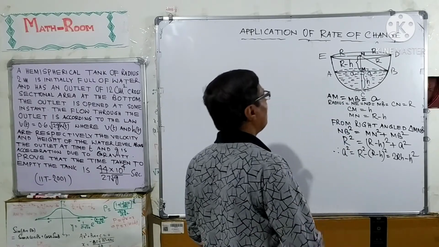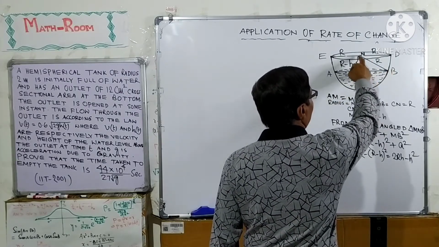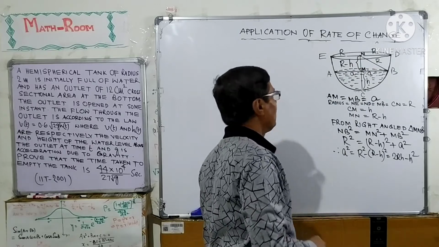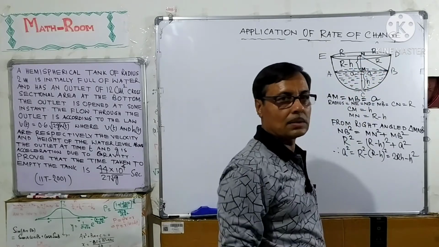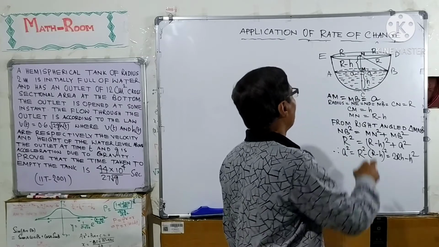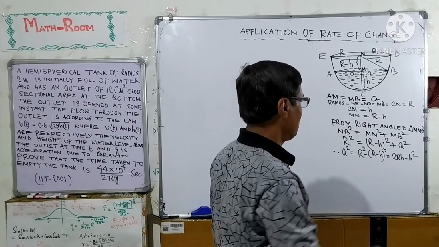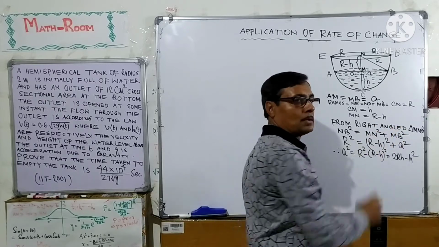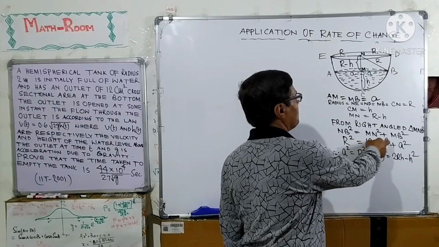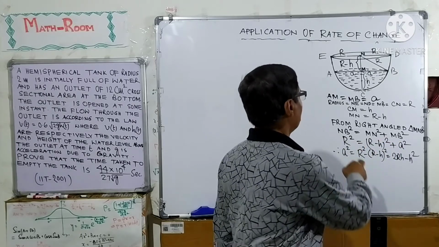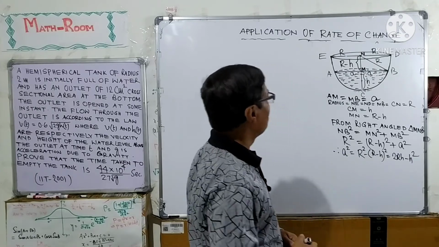Now we have got a right angle triangle. Here the right angle triangle is MBN. From the properties of a right angle triangle, we can write: NB square equal to MN square plus MB square. So R square equal to (R minus h) square plus a square. So a square equal to 2Rh minus h square.